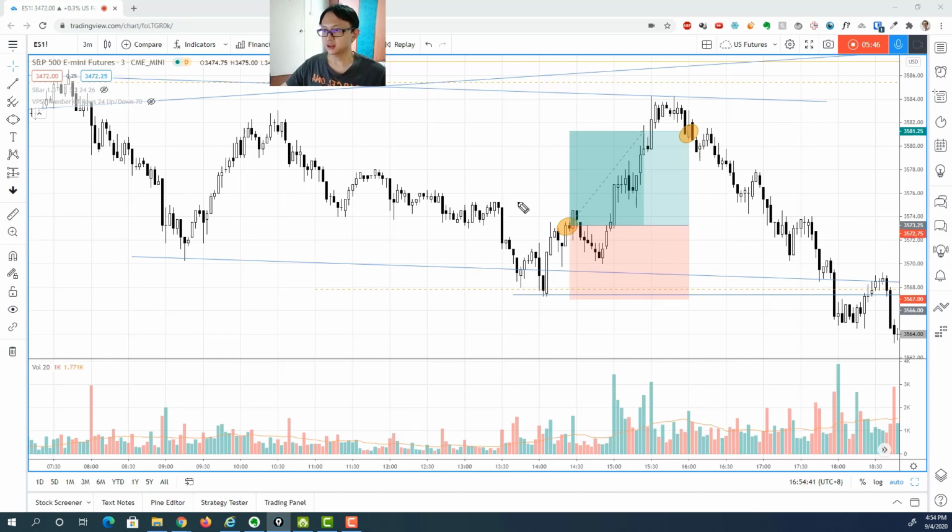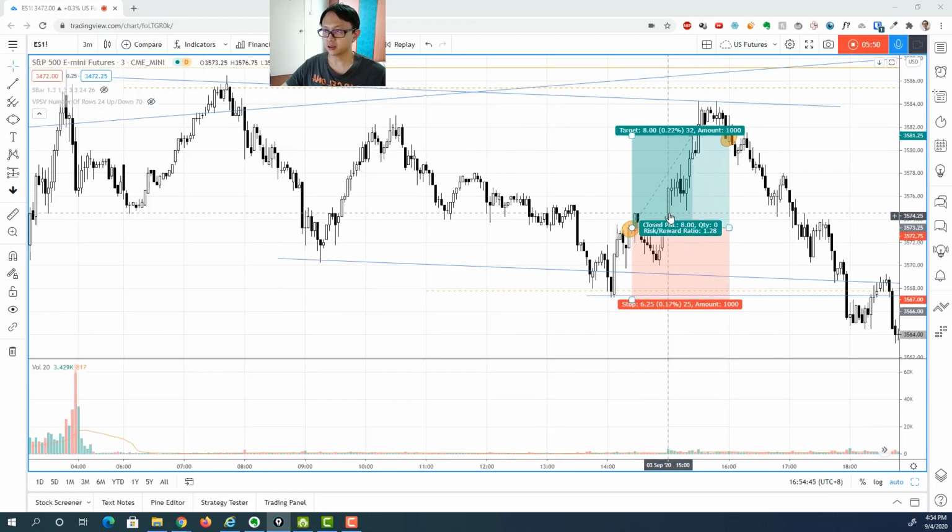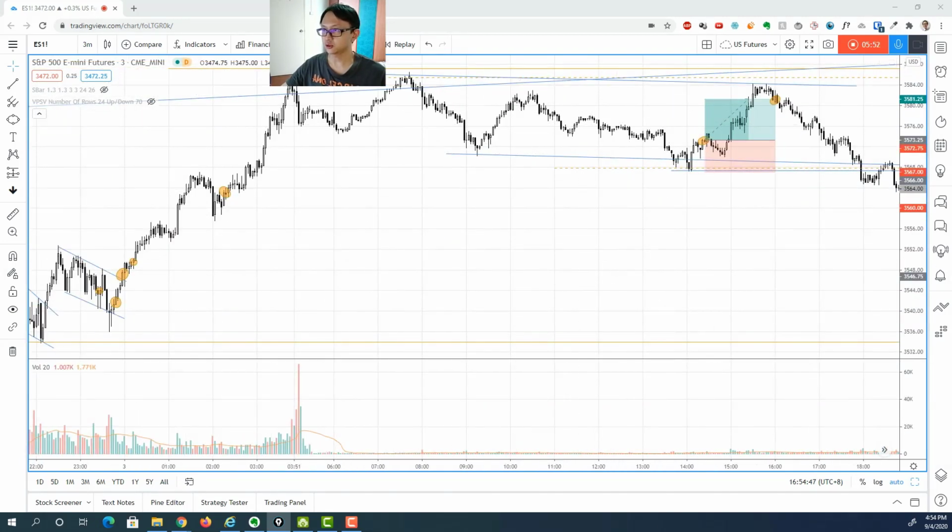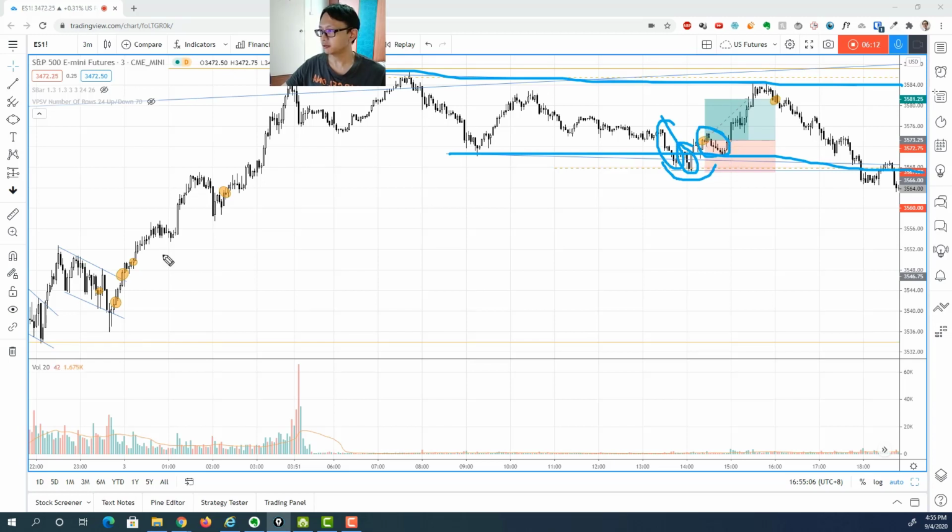Firstly, based on this down channel alone, let me zoom out a little bit here. So this is the down channel, a down sloping channel, or down sloping trading range. Definitely it mimics a spring type of trade. We have a reaction here followed by a test and another test at a higher ground.